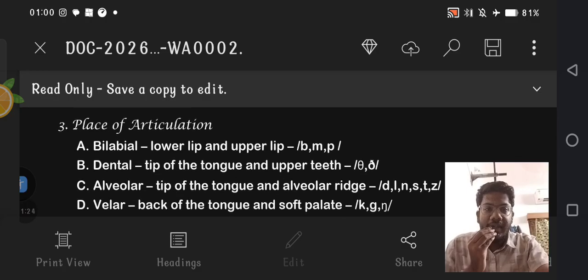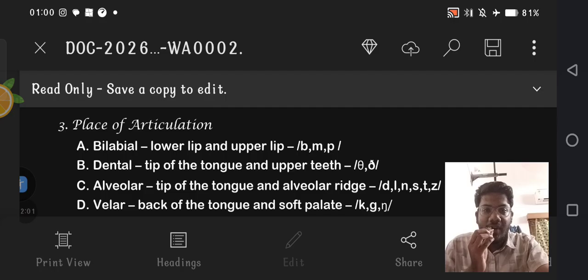So, moving on to the category of place of articulation. We have 10 subcategories, beginning with the bilabial consonants. Bilabial consonants are produced when the lower lip articulates with the upper lip. B, M. So you see both of your lips will come into contact. Then dental consonants. Dental consonants are produced when the tip of the tongue articulates with the upper teeth. The. So the tip of the tongue is touching the upper teeth.